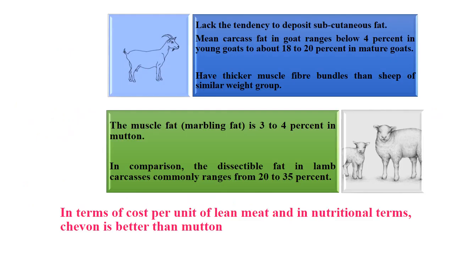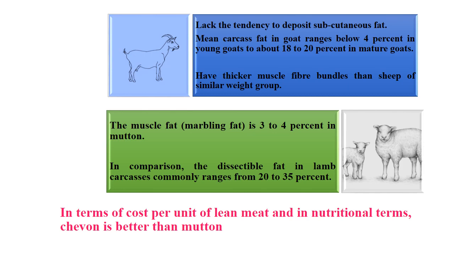Here is a comparison of meat between chicken and mutton. At the top we can see the chicken, which has less subcutaneous fat, generally about 4% or less in young goats, and it could be up to 18 to 20% in mature goats. In the case of goat, the muscle fiber bundle will be thicker than sheep, and that's why it will be a little more coarse. Whereas in the case of sheep or mutton, the muscle fat is around 3 to 4%, and in comparison to goat, the dissectable fat in lamb carcasses commonly ranges between 20 to 35%.